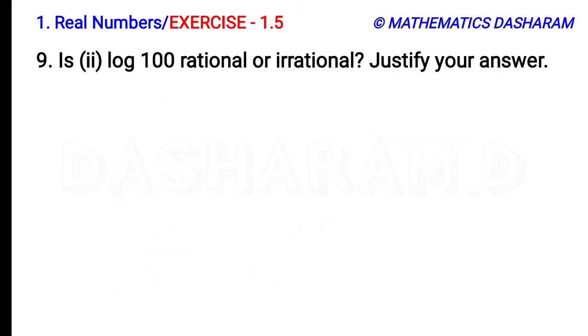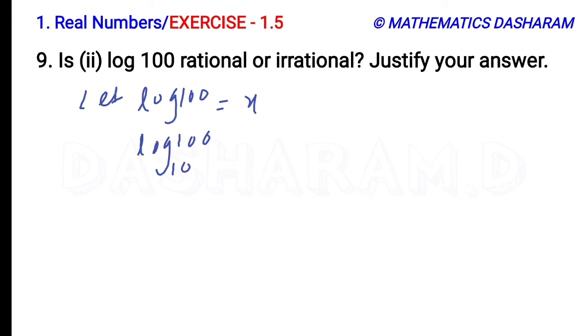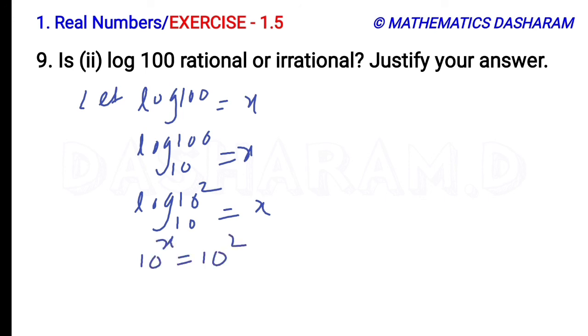Next, second question: is log 100 rational or irrational? Justify your answer. So let log 100 equal x. Then the base of log 100 is 10, because if there is no base we can consider it as 10. Now the exponential form of log 100 is: 10 square, base 10, equals x. So I am writing in exponential form: 10 to the power of x equals 10 square. Here the bases are the same, so we can equate the powers. So x equals 2.